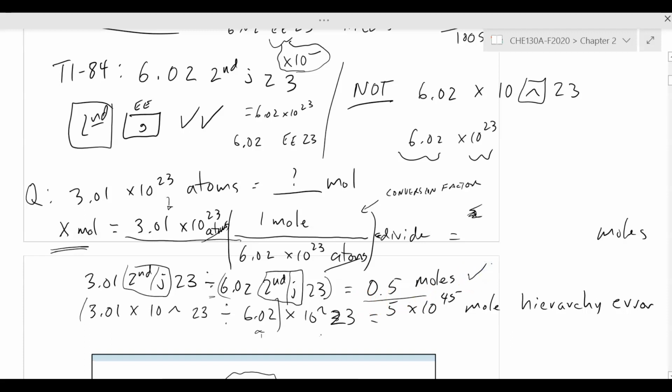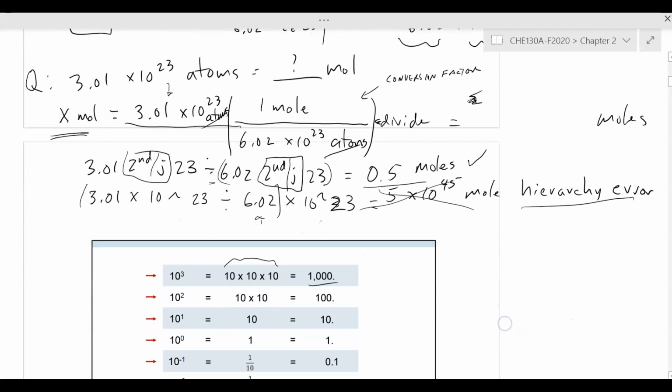That's good. If I do it the other way, where I use the caret 23rd thing, times 10 to the caret 23rd divided by 6.02 times 10 to the caret 23rd, I get a very wrong answer, which is 5 times 10 to the 45th. That's called a hierarchy error, and that's why I encourage you to use the second comma instead of the times 10 to the caret thing.